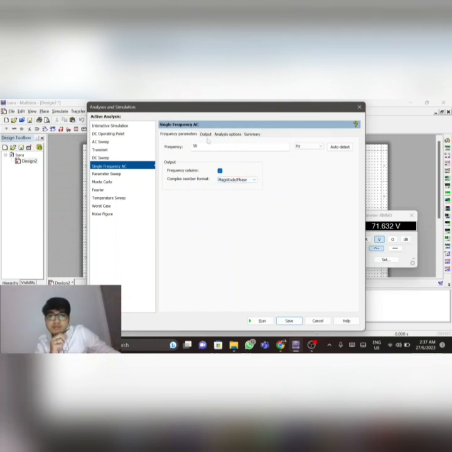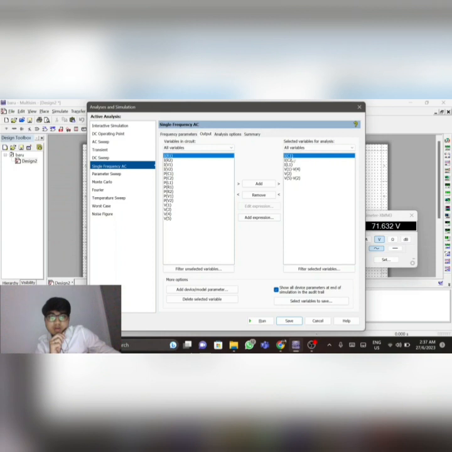For the output, we choose which part we want to find. IC1 is the current for the capacitor. IC2 is the current for the load. IL1 is the current for the inductor. V1 minus V4 is the voltage for the inductor. V2 is the voltage for the load. V5 minus V2 is for the capacitor. So we add these variables from these sides to these sides.